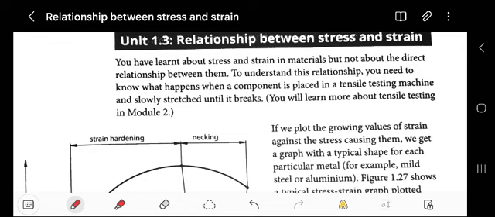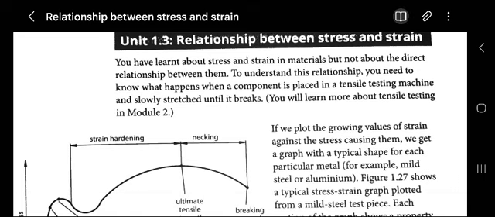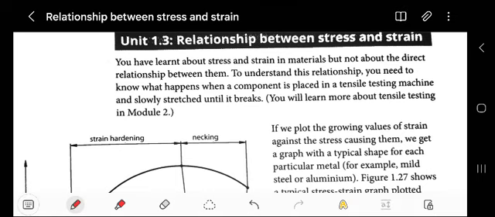So let's check the relationship between stress and strain. As you have seen, we have learned about stress and strain in material, but not the direct relationship between them. To understand this relationship, you need to know what happens when a component is placed in a tensile machine and slowly stretched until it breaks. You will learn more about tensile testing in Module 2.